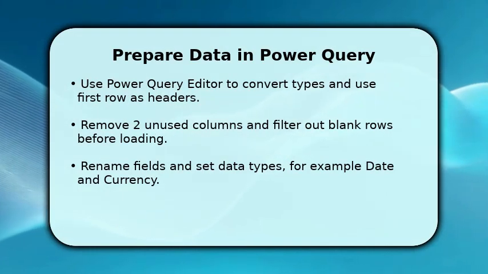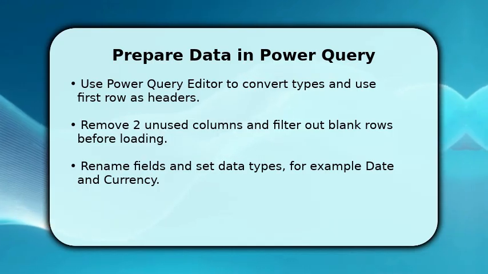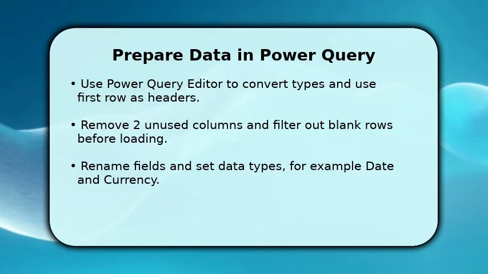Use first row as headers to promote column names immediately. Change column data types, for example set date and currency types for those fields. Remove 2 unused columns to reduce dataset size and improve performance. Filter out blank rows and apply any necessary text trimming or splitting.